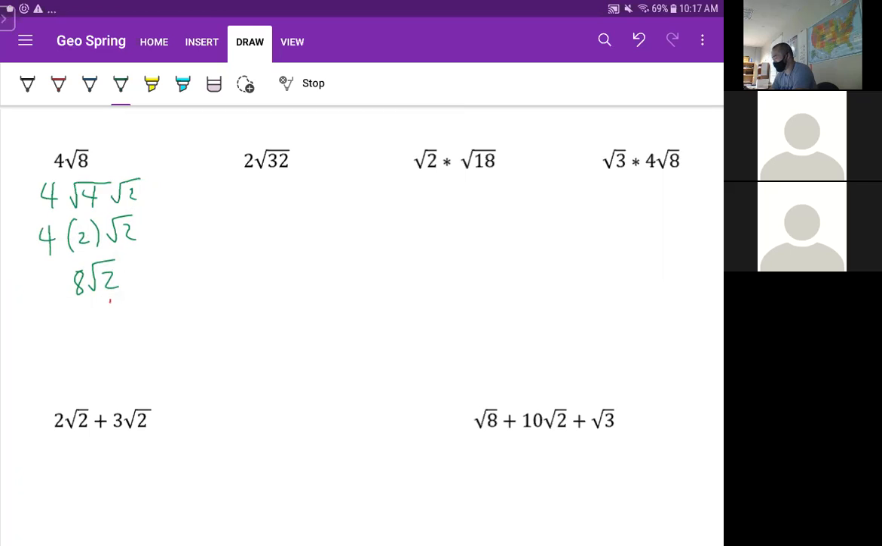If we do it the fast way still, so 2 square root of 16, square root of 2. 16 times 2 is 32. So it's 2 and 4 and 2. So this is also 8 square roots of 2.